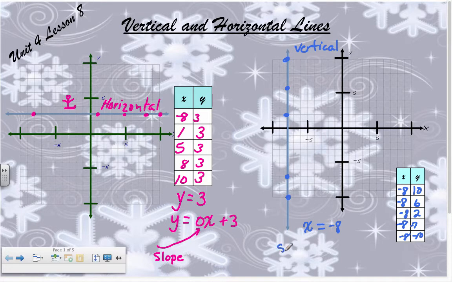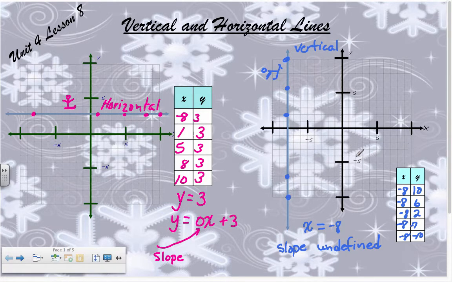Its slope is undefined, and there's two ways to remember that. Well, we can remember it the skiing way, which is kind of the fun way to remember it. If I were to ski down this, I'd become undefined. There is no way anybody could ski down this.